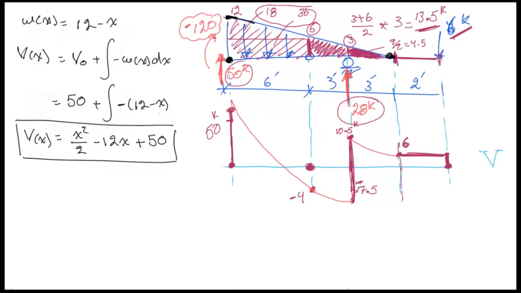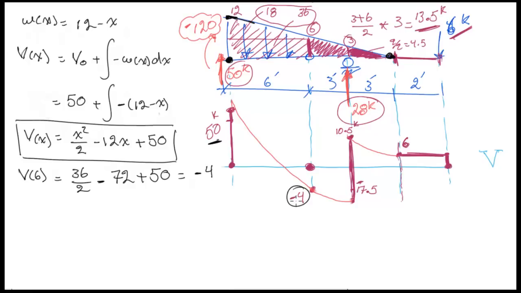Okay, let's see. At x equals 0, I have a 50. This value checks. Now, let's see if at x equals 6, I will have negative 4. So V(6) equals 36 over 2 minus 72, is it? Plus 50. Let me grab my calculator here, guys. So it's 36 divided by 2 minus 12 times 6 plus 50. You can try, guys. I got minus 4, so this is the value.